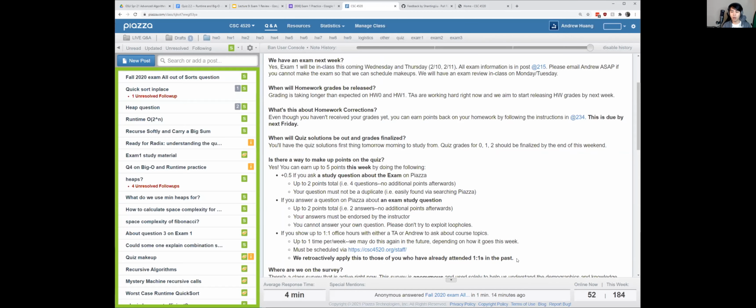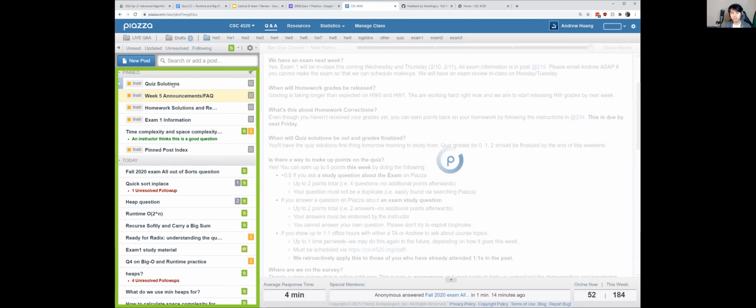And retroactively, for anyone who's been coming to office hours, we're actually going to give you some additional points because you've been doing everything you should be doing as a student. You will get 1 point per week you went to office hours, right? And if this turns out to be a really good idea, if people are using this effectively, then we'll keep doing it. But for now, let's just try it this week and see what happens.